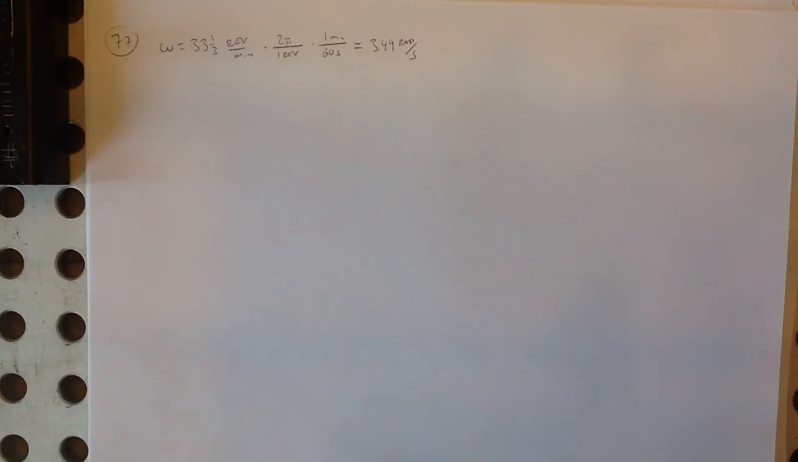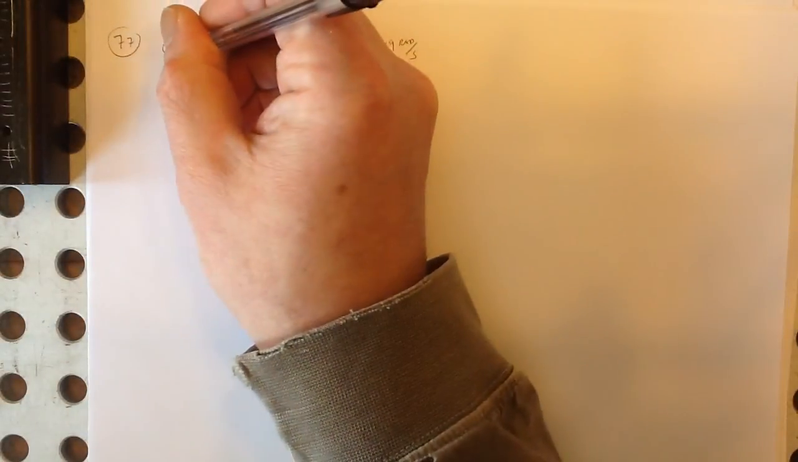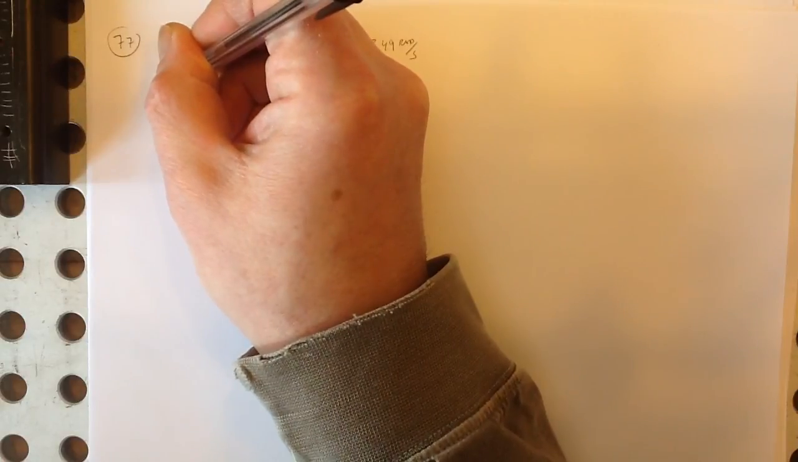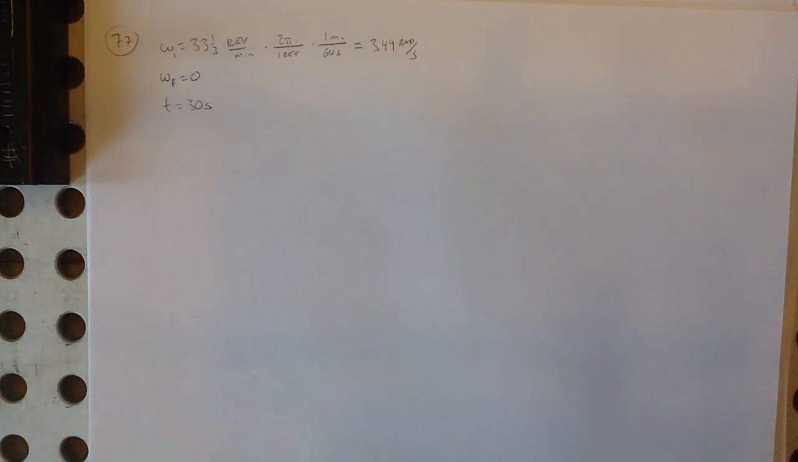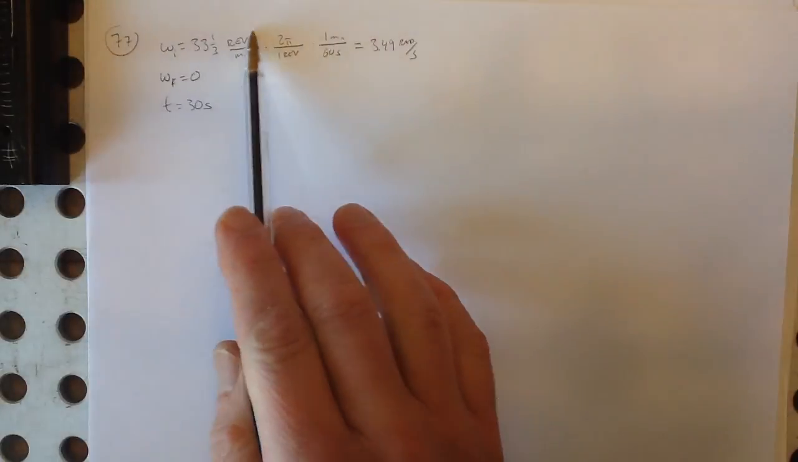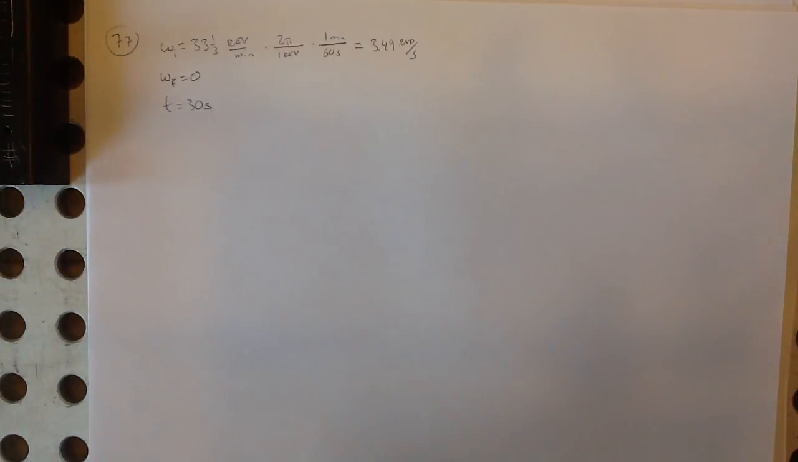So there's that. And it's going to slow down and stop in 30 seconds after the motor's turned off. So this would be the initial velocity, and the final angular velocity would be 0, and that takes 30 seconds. Find its constant angular acceleration in revolutions per minute squared, and how many revolutions does it make in this time. There's a way to do this problem where you could leave everything in the units of revolutions and minutes, and you can do it that way.